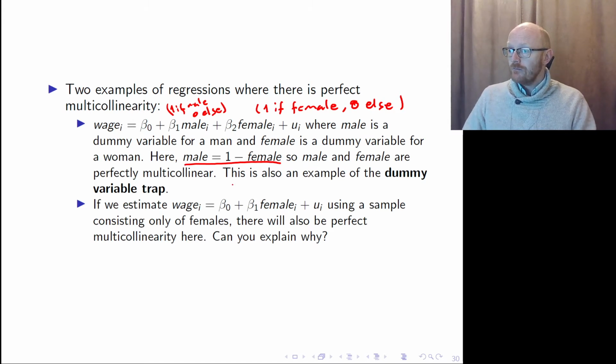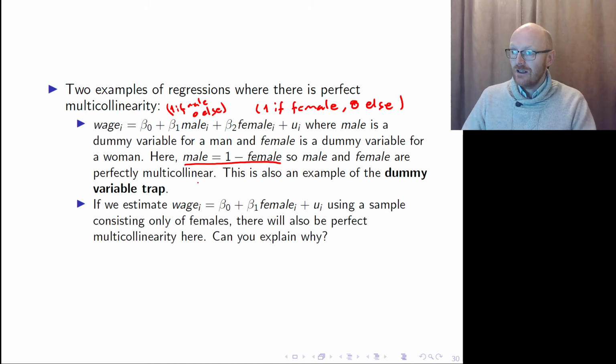So they are perfectly multicollinear, and they contain the same information. And this is also an example of the dummy variable trap, because here you have two categories, male and female, and you have two dummy variables, male and female.